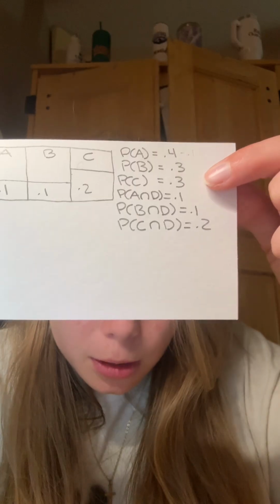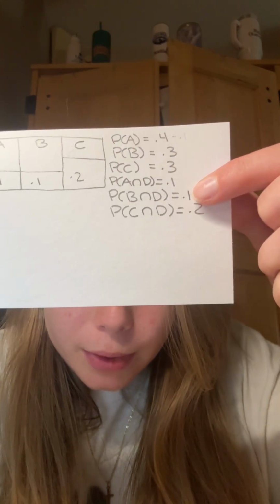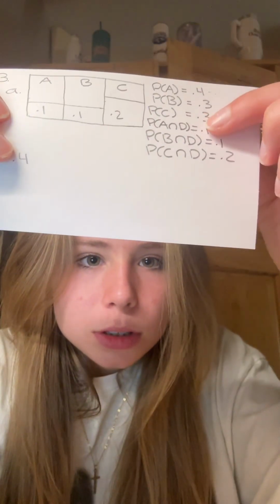And then for B, you would do 0.3 minus 0.1. That's 0.2. And since B is only 0.3, you would subtract 0.2 from 0.3, and that would also give you 0.1. And then for C, you would do 0.3 minus 0.2, and that is 0.1. And then since C has 0.3, you do 0.3 minus 0.1, and that's 0.2. So that's how I got that graph right there.